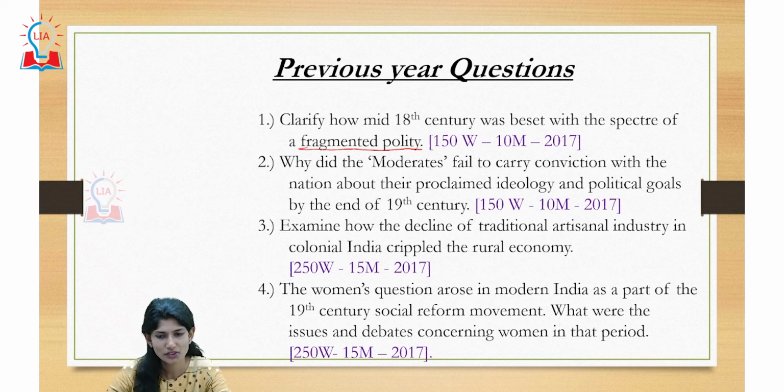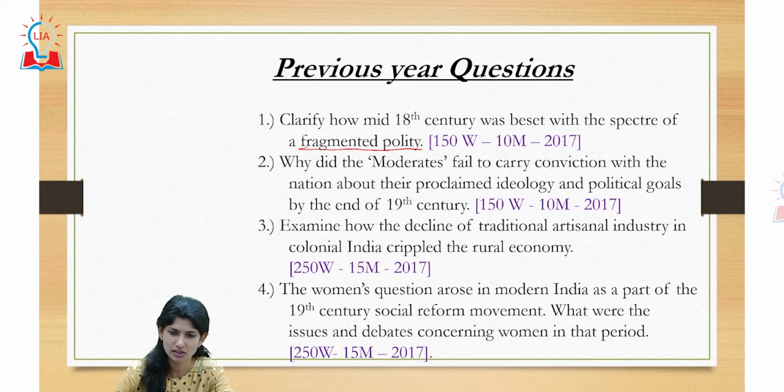Why did the moderates fail to carry conviction with the nation about their proclaimed ideology and political goals by the end of the 19th century? And then here, ideology, moderates. Okay. Next question.